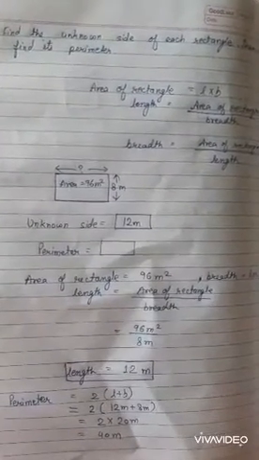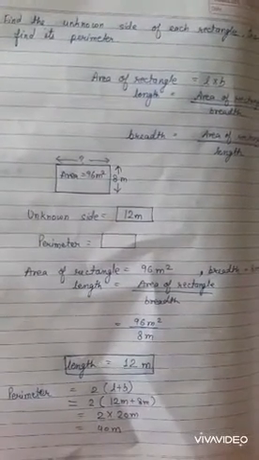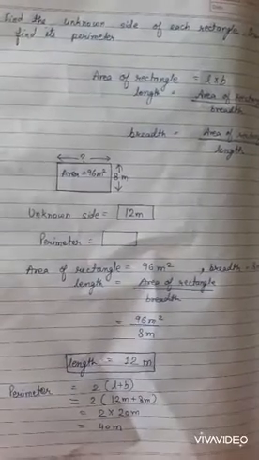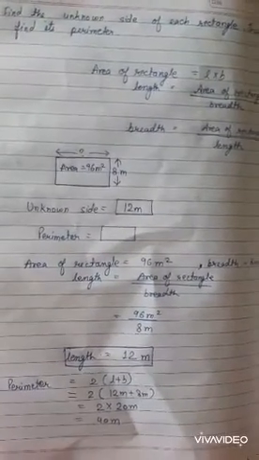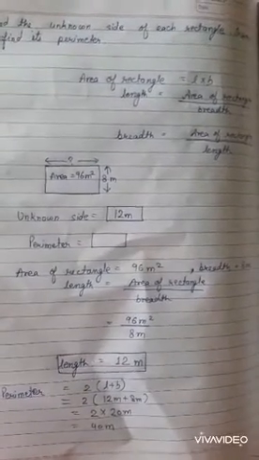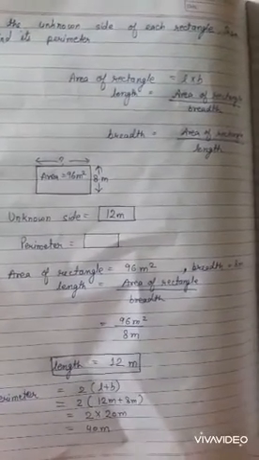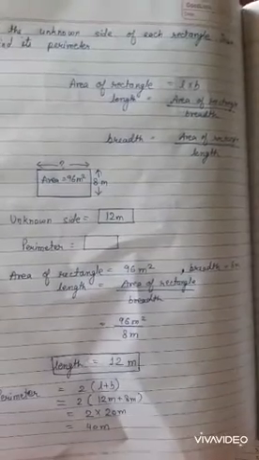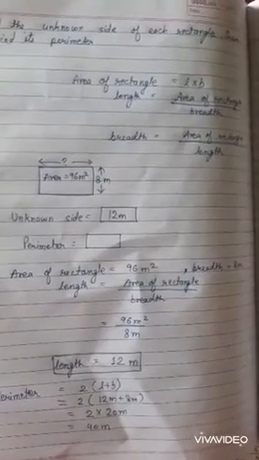Okay. So now we will understand how to find the length if area is given and breadth is given, and how to find breadth if area is given and length is given. Okay. So area of rectangle is length into breadth, and length equals to area of rectangle divided by breadth.